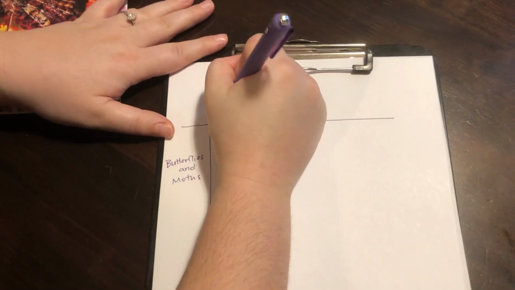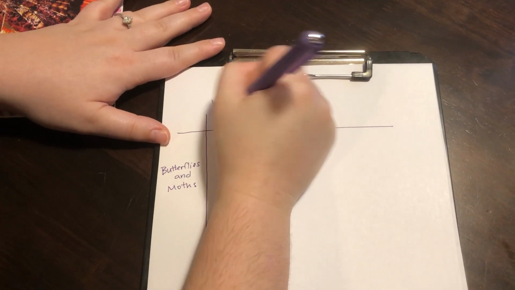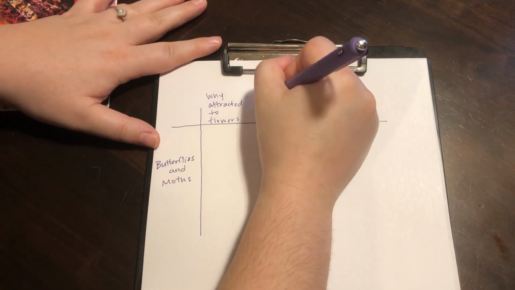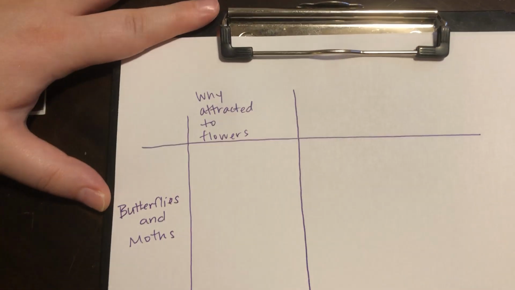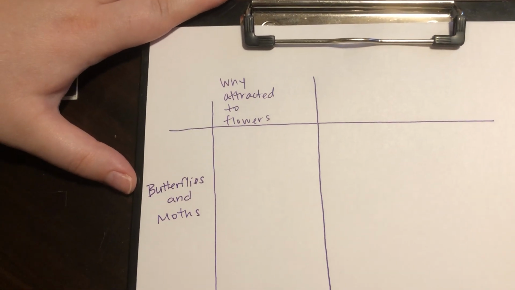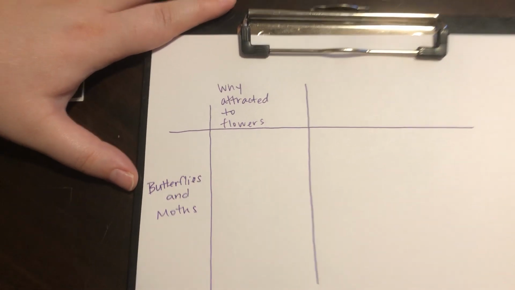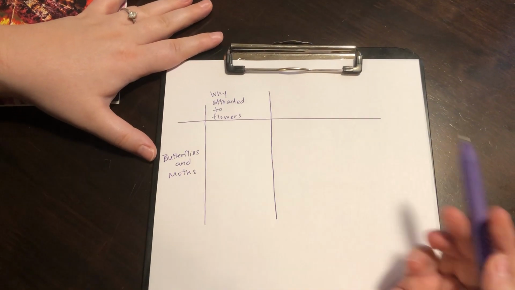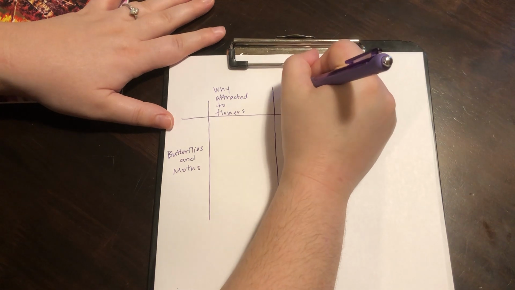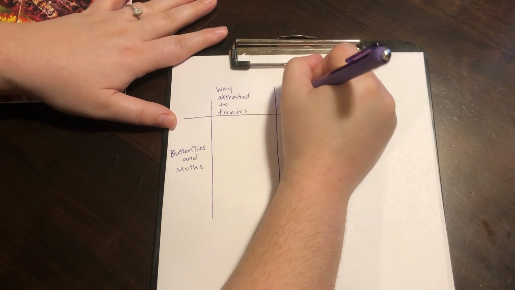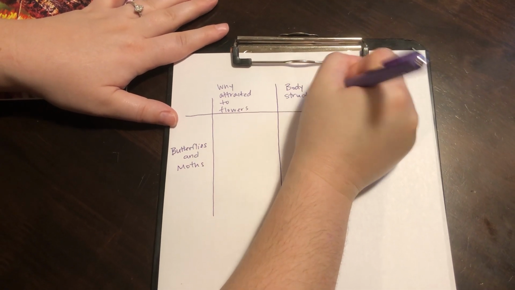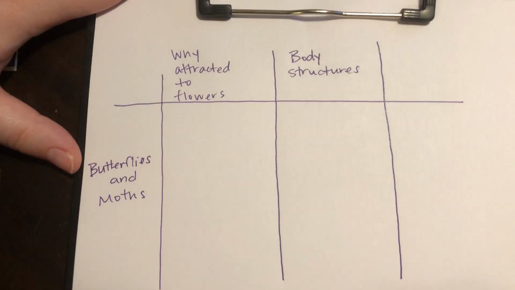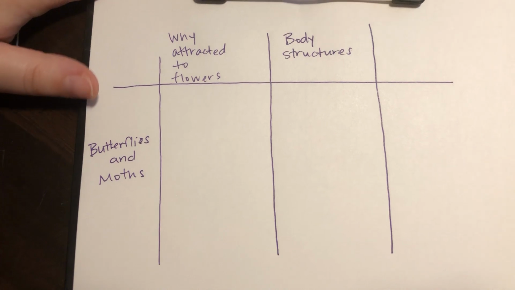Why attracted to flowers. And so again, since I'm just taking notes right now, I don't have to write complete sentences yet. We'll do that when we start our paragraph. But I'm going to want to take notes about why butterflies and moths are attracted to flowers, their body structures that support pollination. So in other words, what helps them be good pollinators.